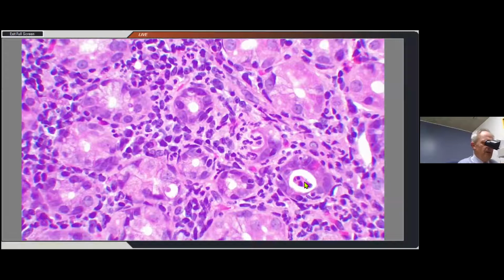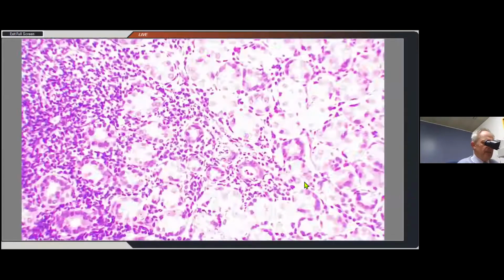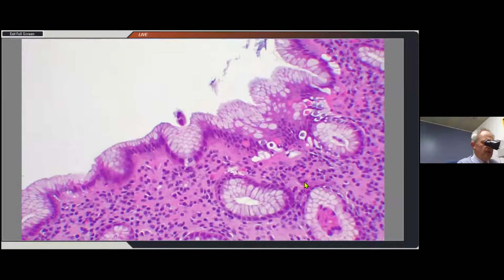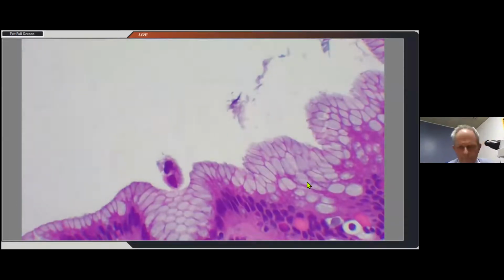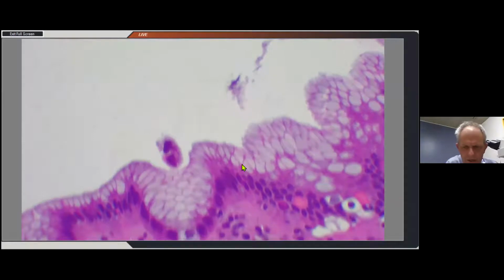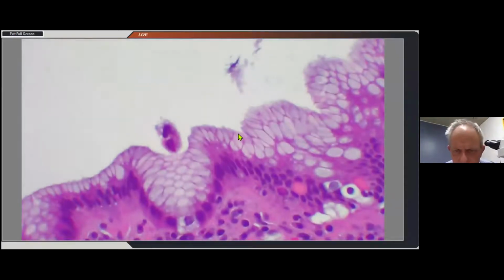So then it behoves one to go and have a look at the superficial aspect of the mucosa, and there in the mucus layer, you can see the Helicobacter pylori. Curvilinear bacteria. I haven't got an oil lens, but I do think you can see the curvilinear nature of the Helicobacter pylori. You don't need any special stains to diagnose that.